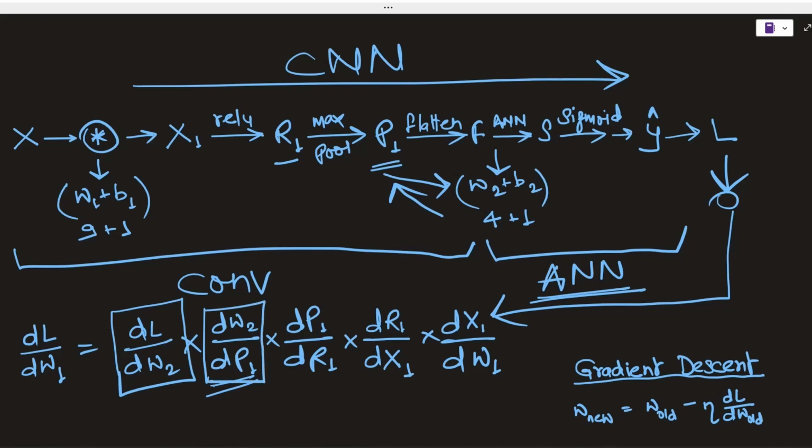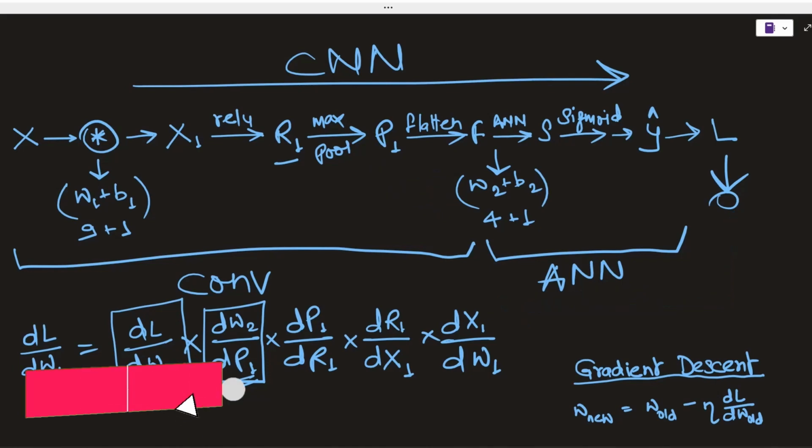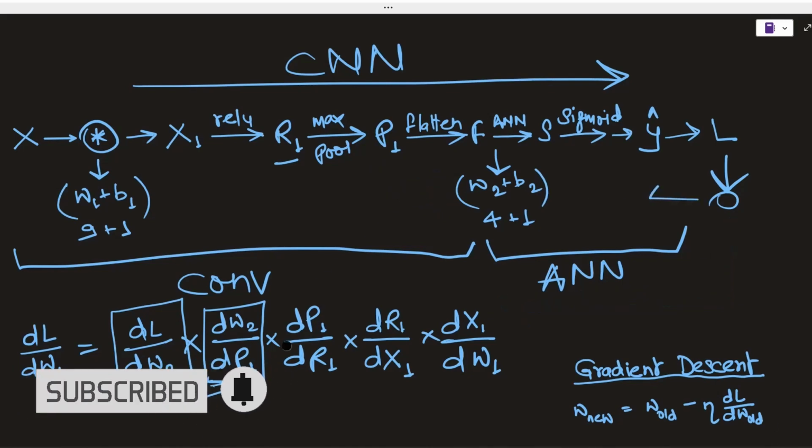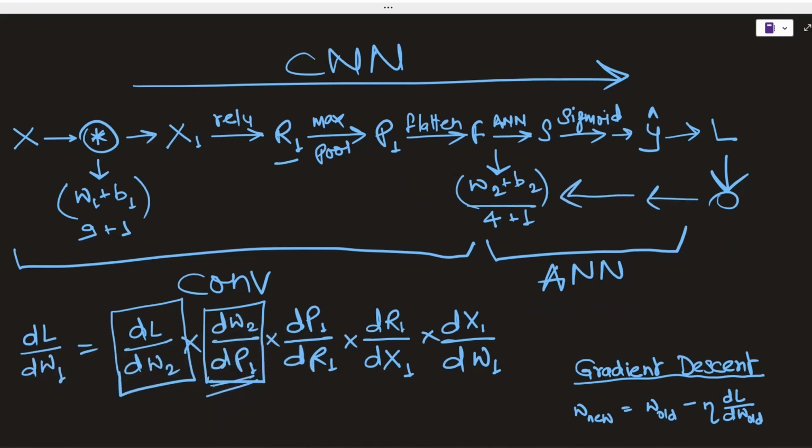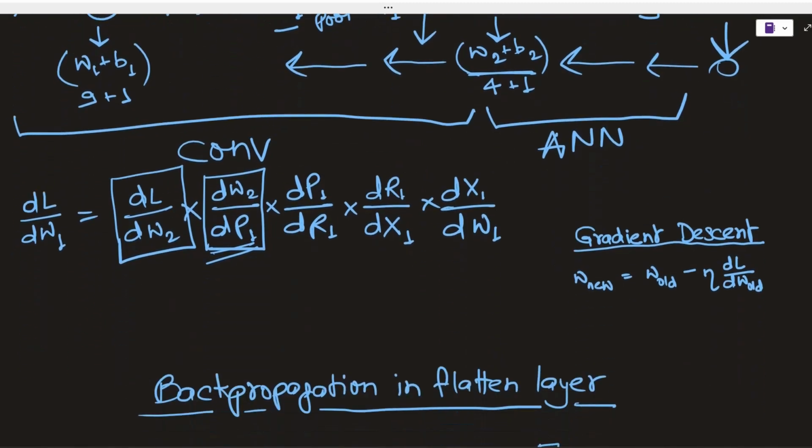Okay, now let's move further in the discussion of backpropagation. Starting from the loss, we came here, we updated the weights, and we also understood how backpropagation happens in the flattening layer. Now it is time that we understand how backpropagation is happening in the pooling layer. So let's discuss that now.